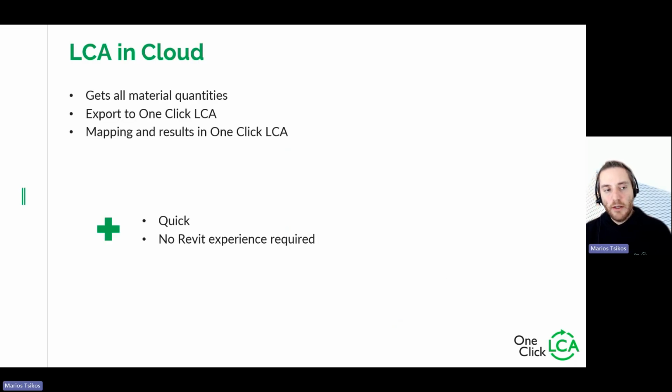So the process for LCA in cloud is very simple. You open the plugin and you click on the button, you get all the material quantities that exist in that Revit model directly exported to your One Click LCA account. And from that point onwards, you will need to do the mapping of the Revit materials with EPDs in the One Click LCA environment. Why would somebody use this option? Because it's quick. You don't need to do anything in Revit, so it is ideal for any of you that don't have any previous experience in Revit.